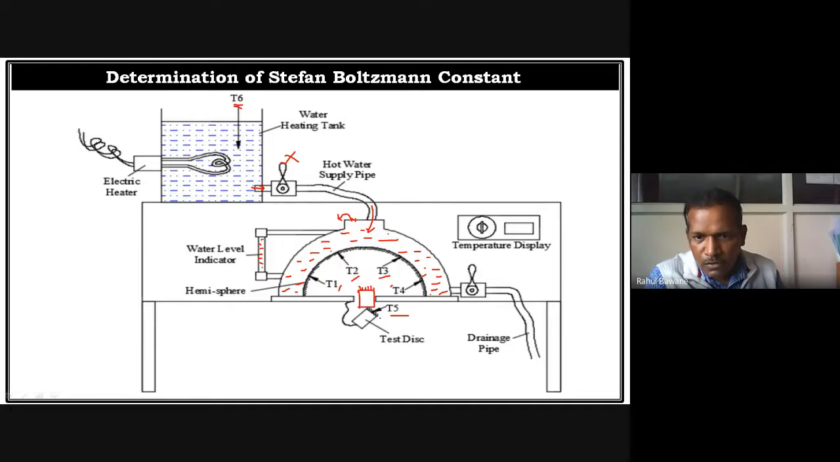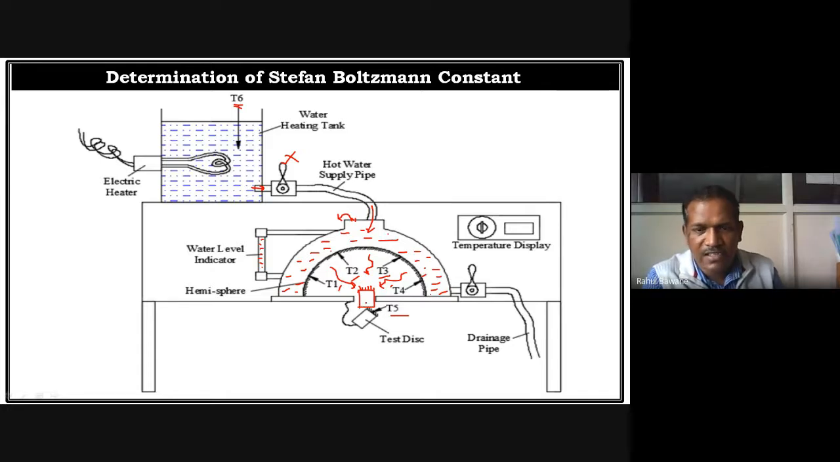This test disc is also coated with lamp black. The inner hemisphere gets heated due to hot water. This lamp black body of the inner sphere will radiate heat towards the test disk. The test disk is also lamp black, so it receives all this radiation and its temperature rises. Before inserting this test disk into this hemisphere, it has a different temperature value.